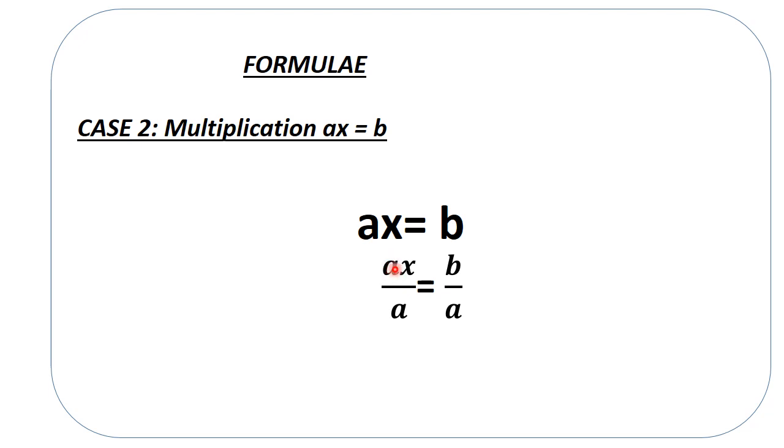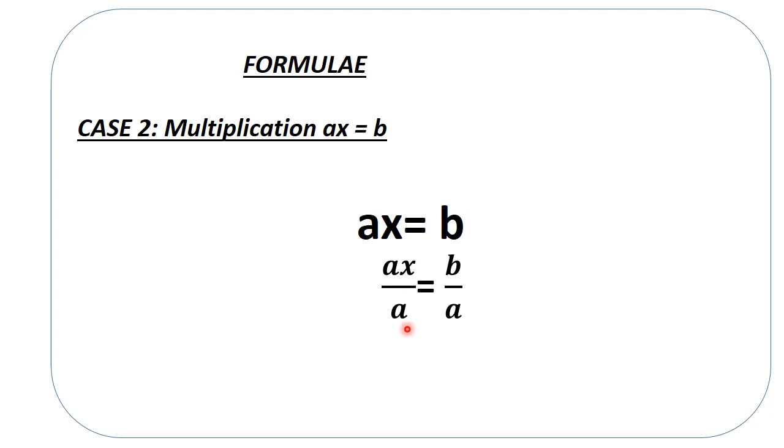I've said that to remove this a, you divide by a. Why? Because a divided by a is 1. Any number divided by itself is 1. So if here there was 1000, we just divide by 1000, because 1000 divided by 1000 is 1. And if we have 1 multiplied by x, it's going to be x. So it means we have made the unwanted disappear.